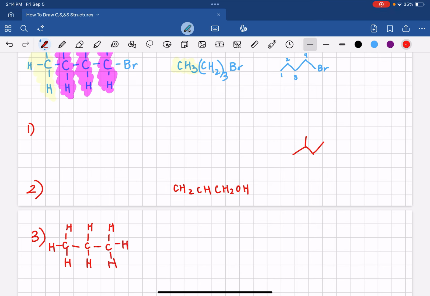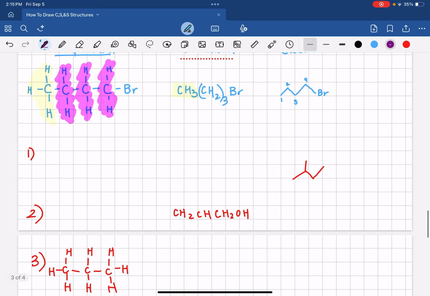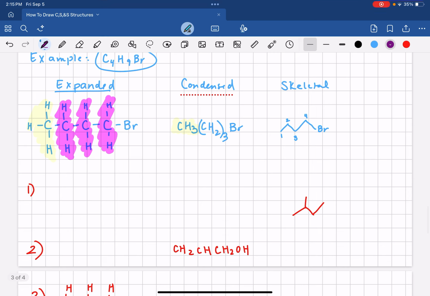Okay, and I'll just draw that. And then once you're done, then we can do it together. Okay, let's go ahead and complete the condensed structure and the expanded structure of this skeletal structure right here.